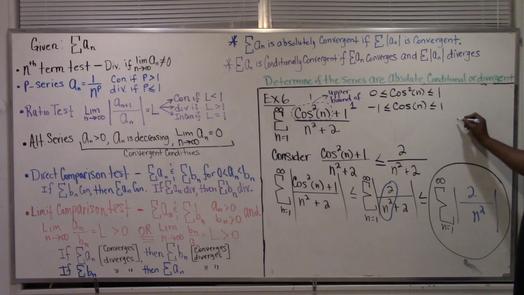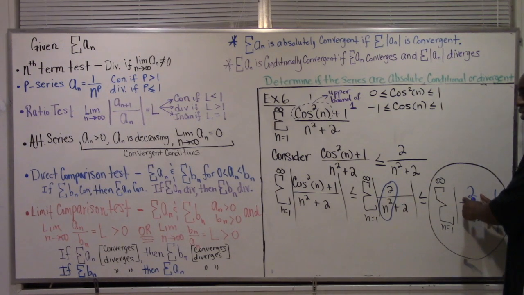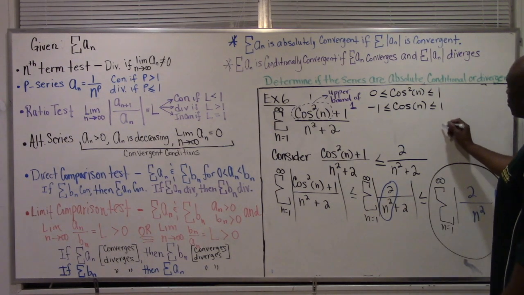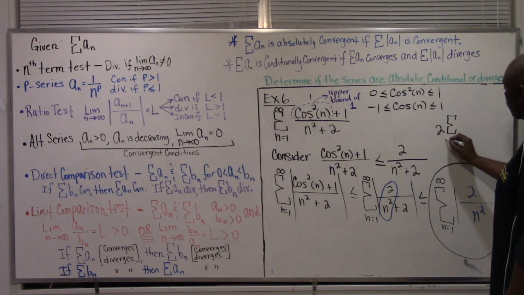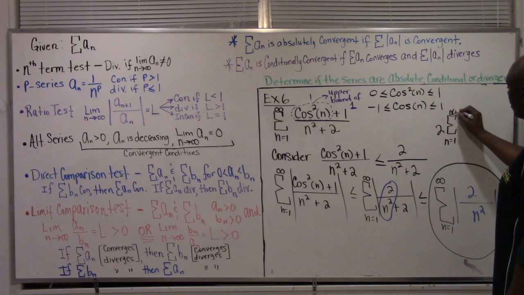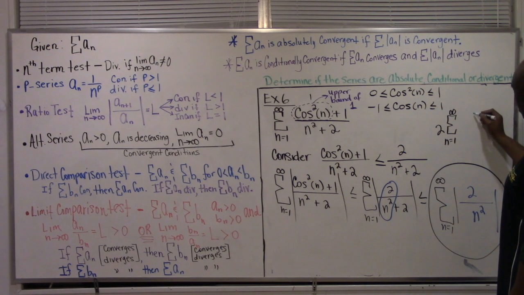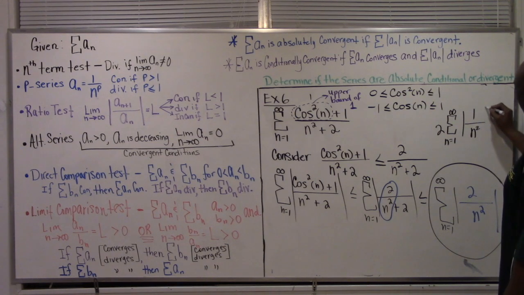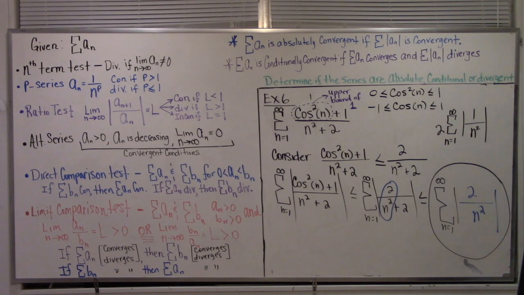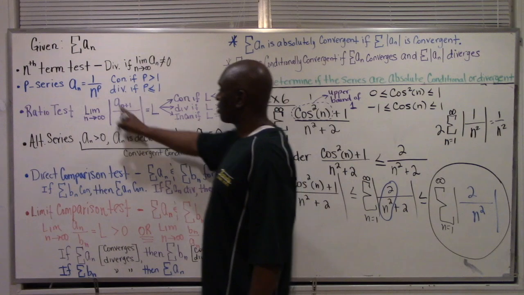What test would you use on this series? This series, you can rewrite it like the 2. You can take this 2 and just bring it out front. So it's 2 times the summation n equals 1 to infinity of absolute value of 1 over n squared. That's 1 over n squared. And what does this series do? That series converges because it's a p-series.